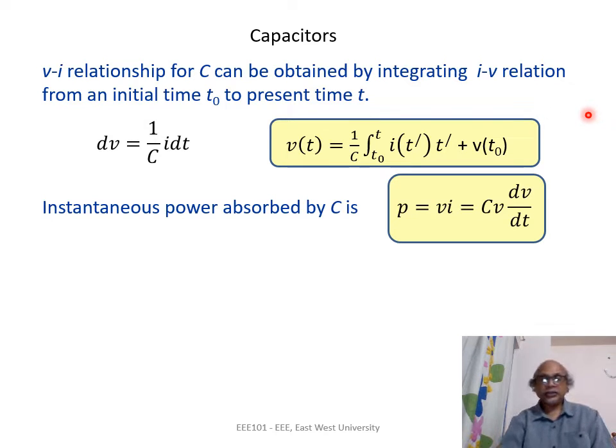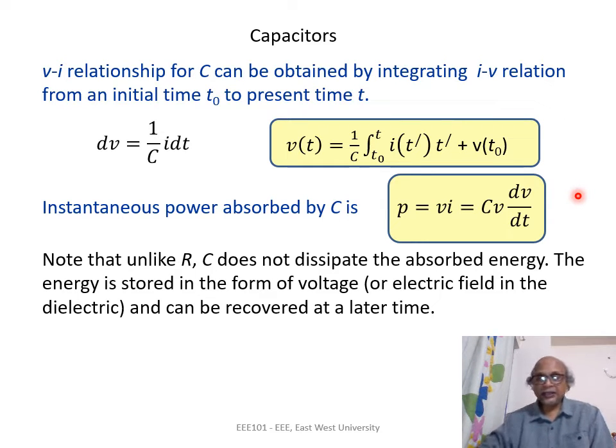We can now calculate the power of the capacitance using P equal to VI. This gives us this relationship, and we call this the power relationship. If we integrate power, we get energy. The capacitance, unlike a resistance, does not dissipate the energy it absorbs. The resistance dissipates the energy in the form of heat or light, but the capacitance stores the energy in the form of voltage or electric field in the dielectric. It is possible to recover the stored energy from the capacitance at a later time.